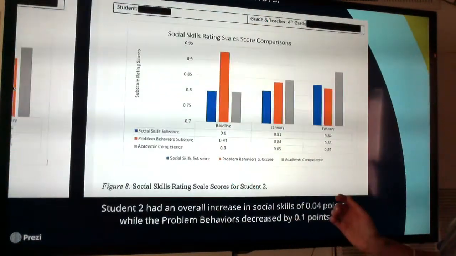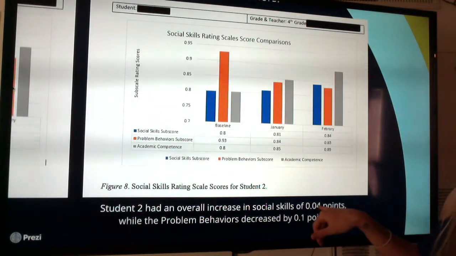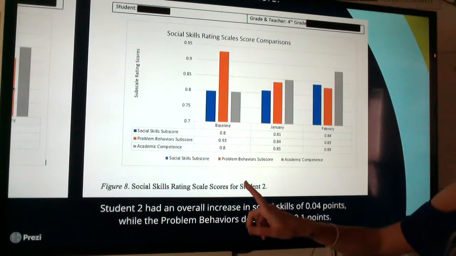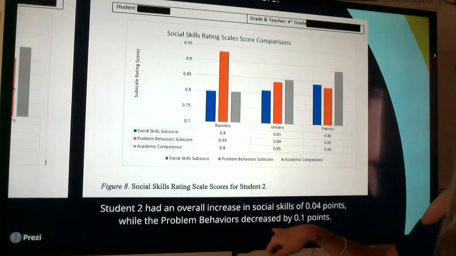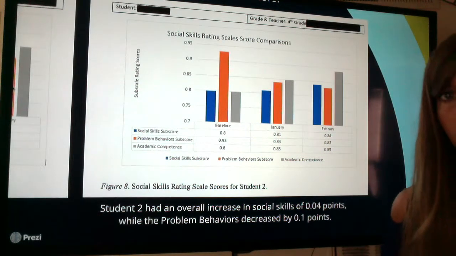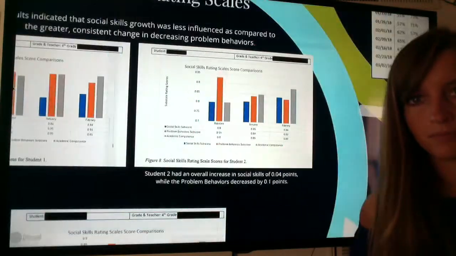For example, Student 2 had an overall increase in social skills of 0.04 of a point. So you can see the blue bars went up just a little bit. And then the problem behaviors decreased by 0.1 of a point. So this was a much more significant change. And that was relevant across the board for each of the 3 students.